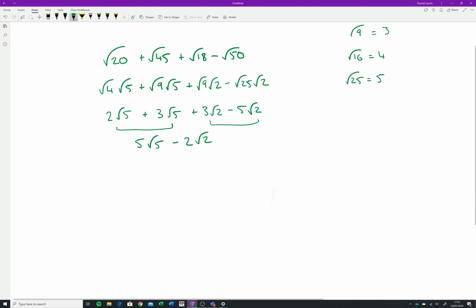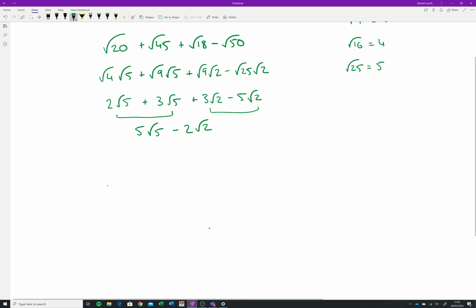Okay, time for you to give one a shot here. Root 72 plus root 48 plus root 8 minus root 12. I want you to write that down as best you can. Pause the video there and give this a shot.